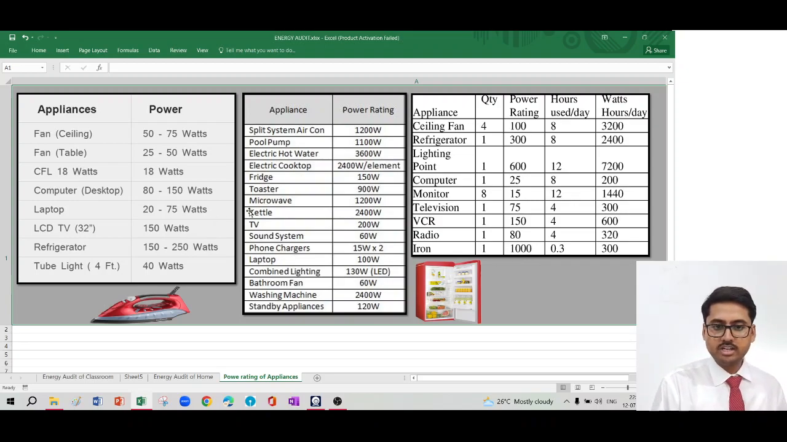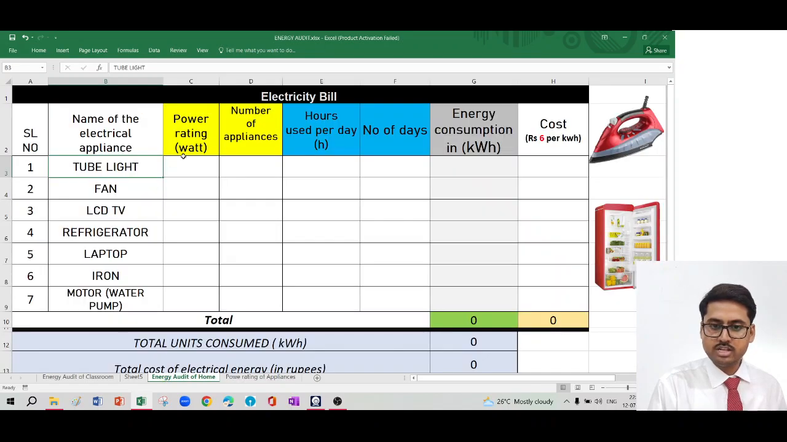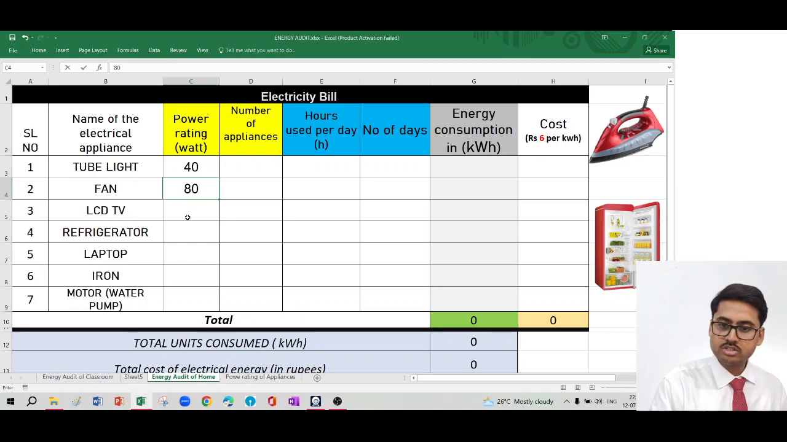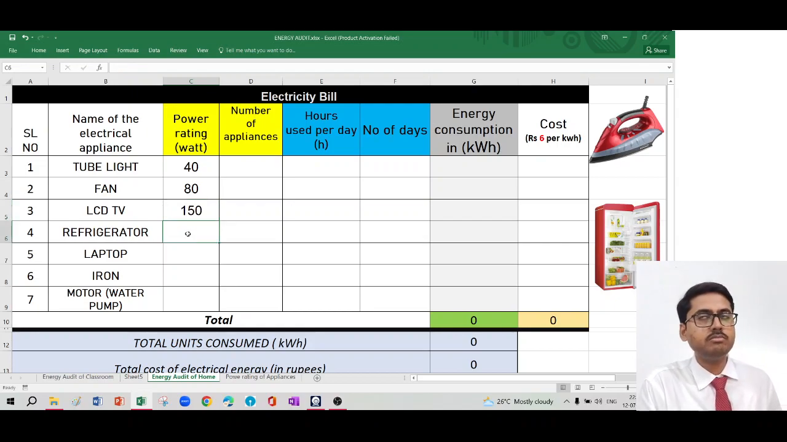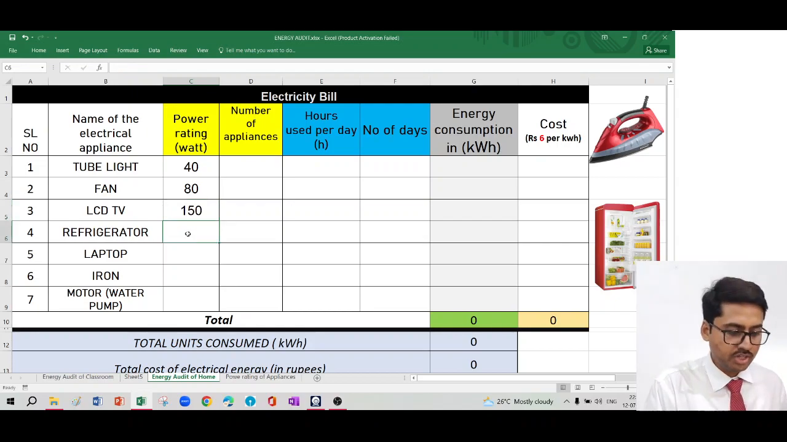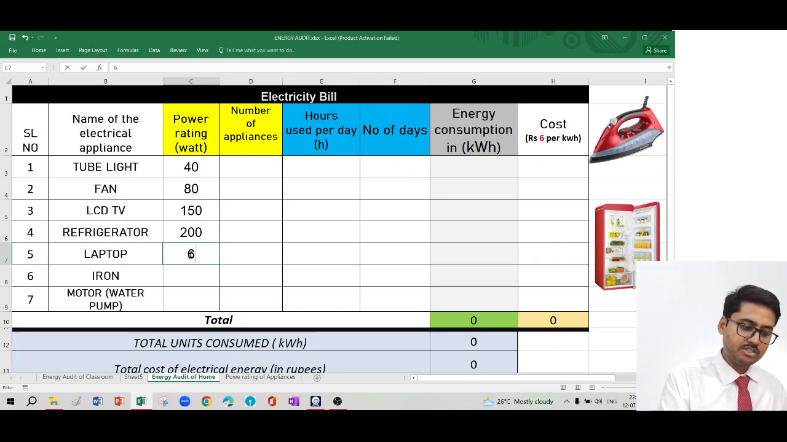So whatever data we need, we can take it from this table over here when we are putting in this table. So tube light, usually tube light comes for 40 watt, fan I am assuming as 80 watt, LCD TV we can assume that as 150 watts, refrigerator usually it can be 150 to 250. Let us take the power rating of refrigerator as 200 watts. Laptop, let that be 65 watts.